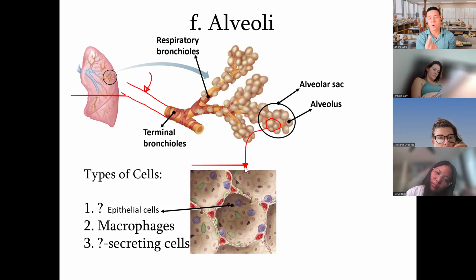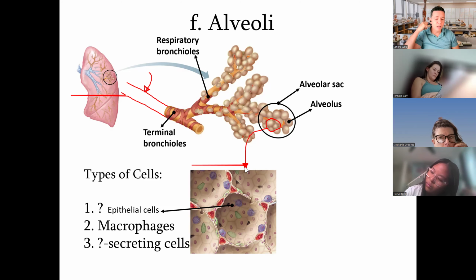We are talking about one cell thick. That's the width of the alveoli wall. Guys, imagine this sheet of paper here, if it was made of a single cell thick. That's how thin the alveoli are.